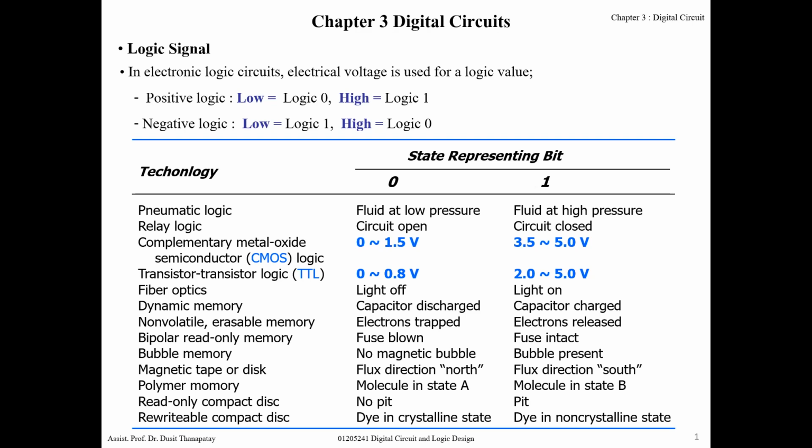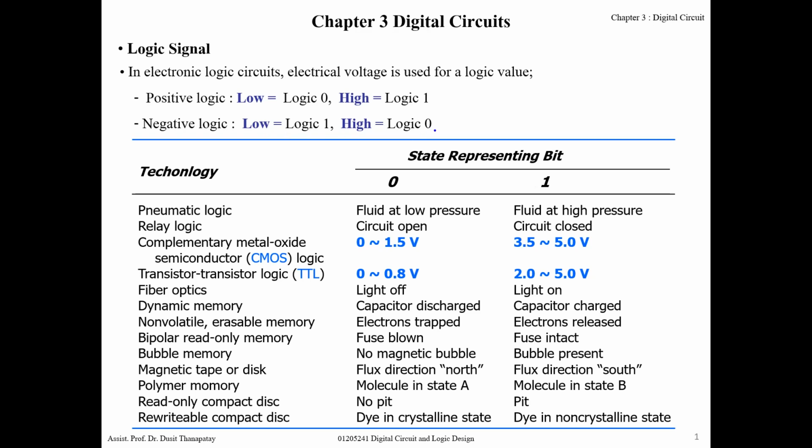Chapter 3, Digital Circuit. The signal in a digital circuit normally uses electrical voltage for logic value. For example, we use low voltage for logic 0 and high voltage for logic 1. This kind of representation is called positive logic. But sometimes we also use negative logic, which uses low voltage for logic 1 and high voltage for logic 0.